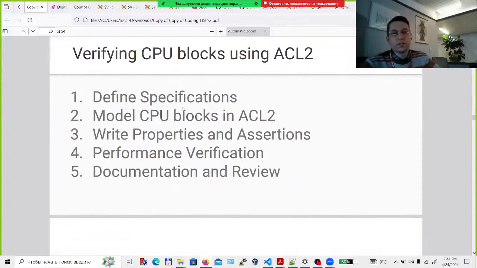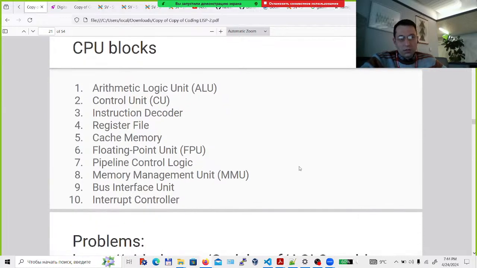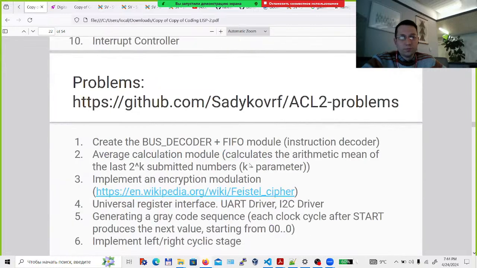We have to define the specification for the CPU inside Verilog, model CPU blocks in ACL2, write properties and assertions, do performance verification, and do some documentation and review, which is called xdoc. Examples of CPU blocks are the arithmetic logic unit, control unit, instruction decoder, register files, cache memory, floating point unit, and pipelines. All of them are verifiable by ACL2 and other software.